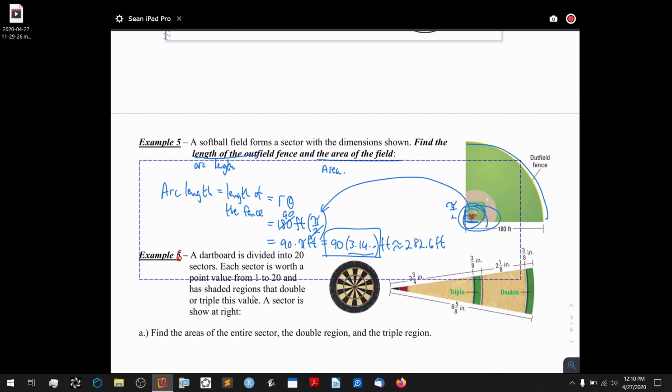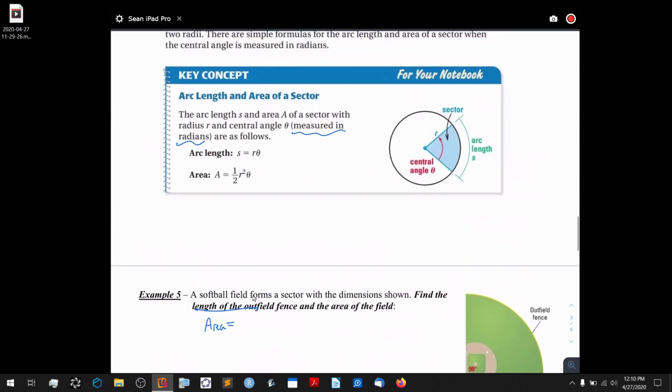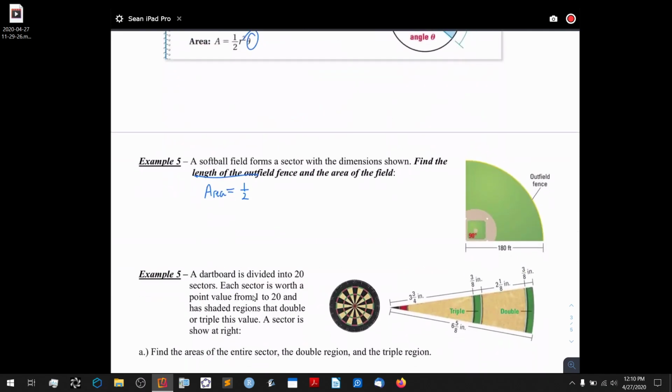And then the other example is the area. Again, the angle theta is measured in radians, so we'll do half the radius squared, where the radius is 180, squared, times the angle, which is 90 degrees, which is pi over 2. And if you do that calculation, you get about 8100 pi.